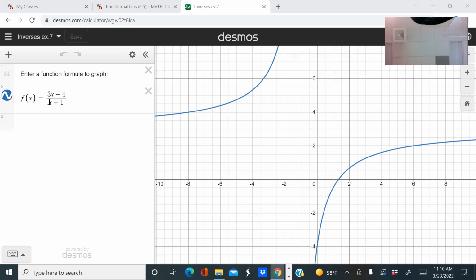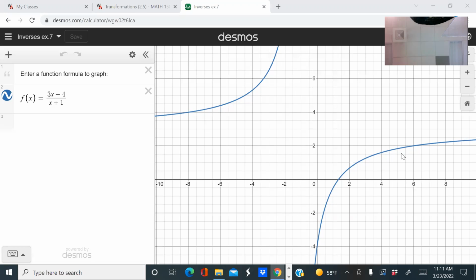Why? Because what number is not in the domain of that function? Yeah, -1 is not in the domain, right? Because -1 for x would make this denominator 0. So -1 is not in the domain. So really there's a break right here at -1. It looks like it's at -2, but it's really at -1.